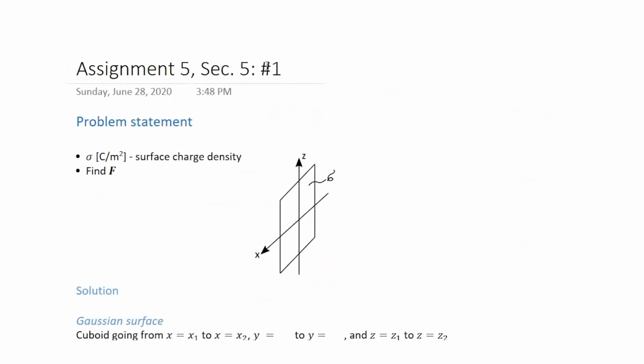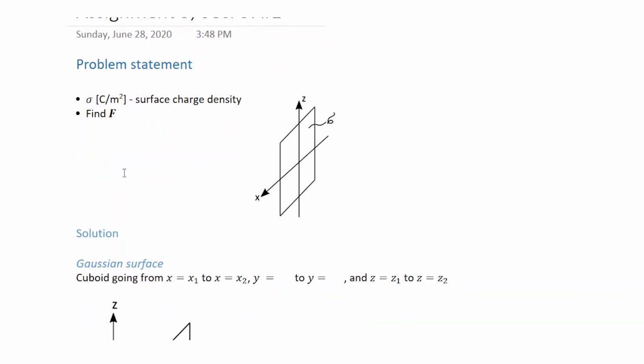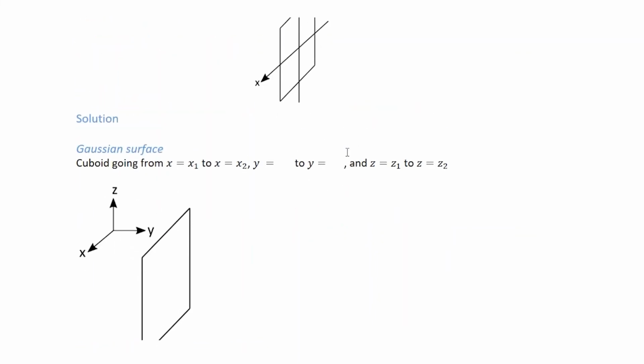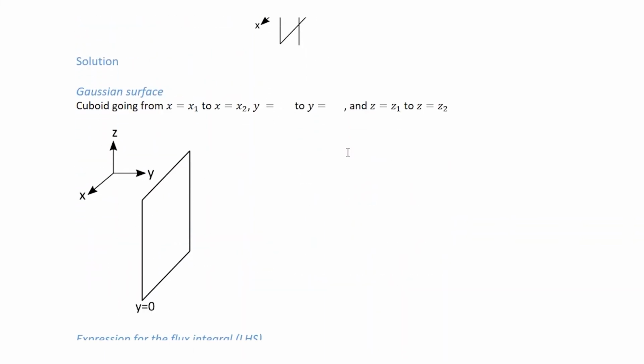Now let's do problem 1 from section 5 of reading assignment 5. You are given surface charge density in coulombs per meter squared, shown right here, and you're asked to find the field everywhere. The first step, as usual, is the Gaussian surface. This would be a cuboid. Because the field is symmetric, let's set up the surface in a symmetric way. So the field on the right is the same as the field on the left, except flipped.